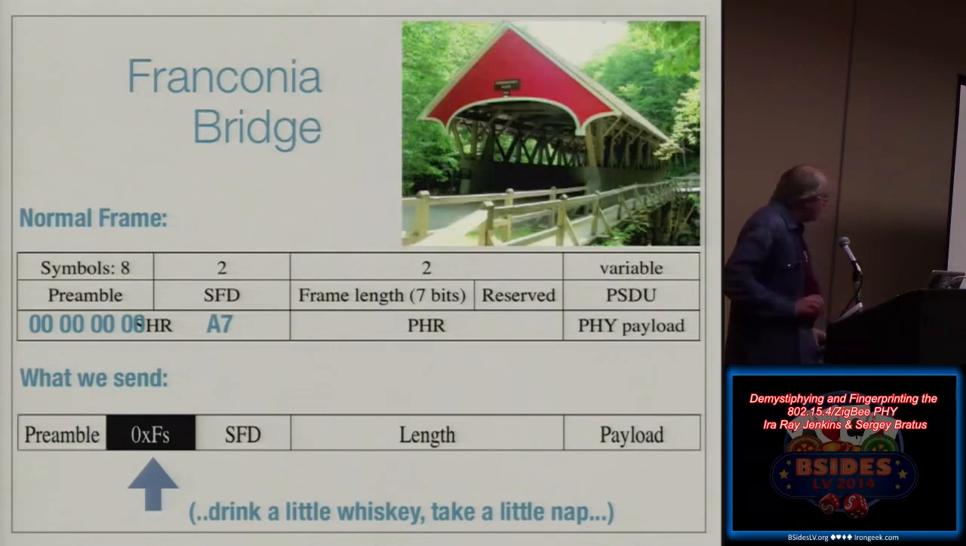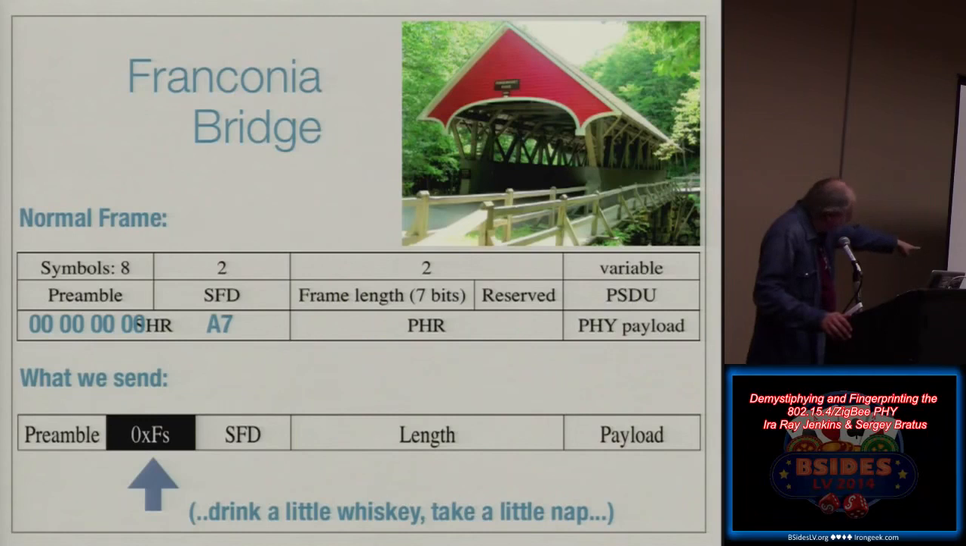There is another one that we call the Franconia Bridge. This one uses the full preamble, but inserts garbage bytes of Fs between the starter frame delimiter and the preamble. So now you think, how could this be?